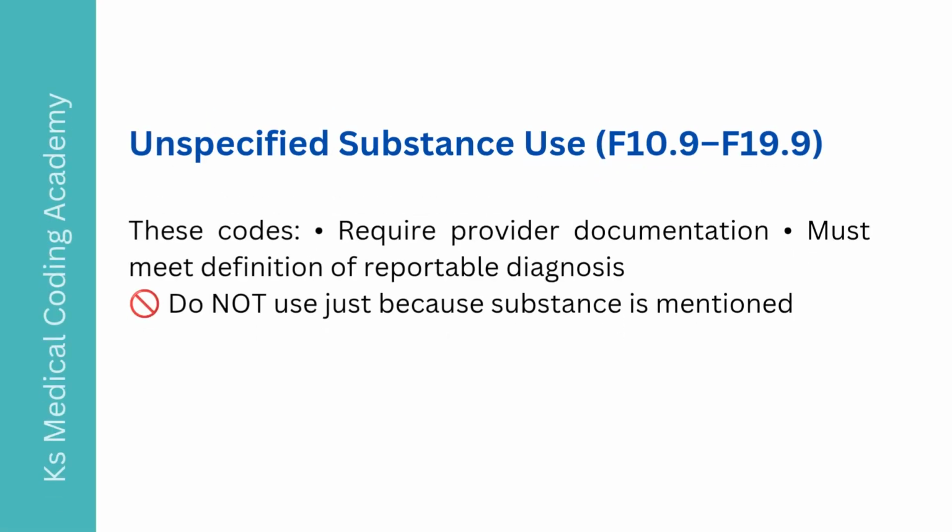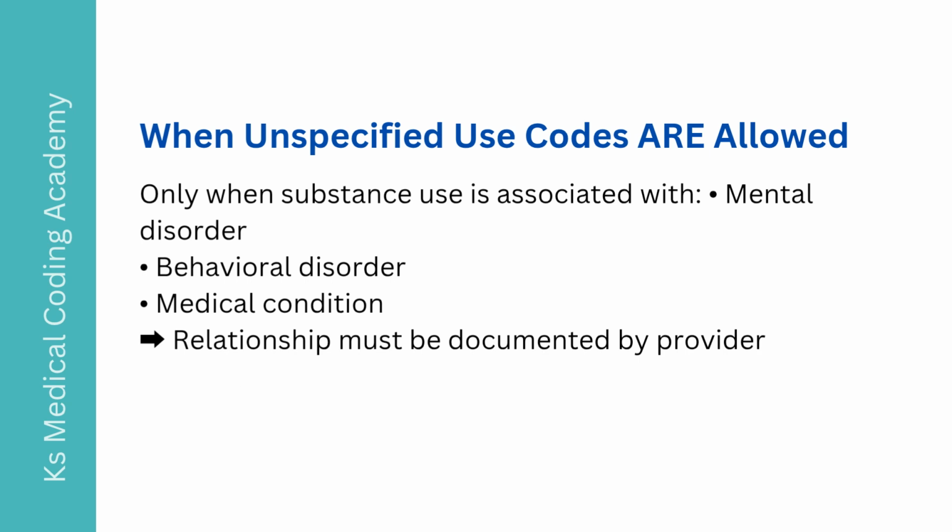Unspecified substance use codes. Codes like F10.9 through F19.9 represent unspecified substance use. These codes must be provider documented and must meet the definition of a reportable diagnosis. When are unspecified codes allowed? Unspecified substance use codes are allowed only when substance use is linked to a mental disorder, behavioral disorder, or medical condition. The relationship must be clearly documented.